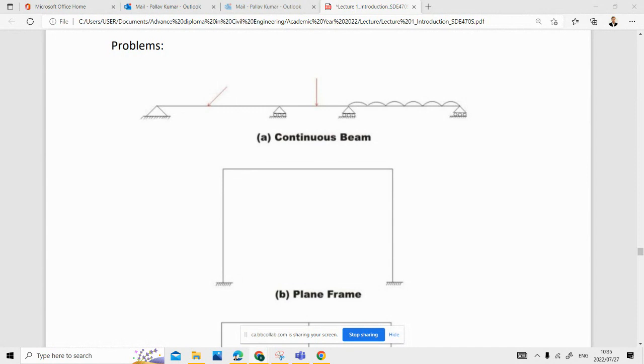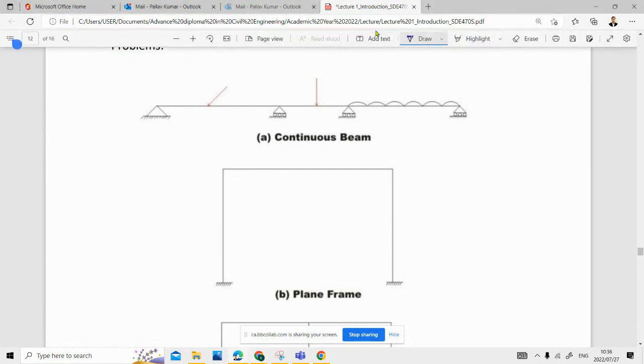Sir, for C, do we multiply the 2 by the number of roller supports we have? If you see this, you have an axial. So at this point, you have horizontal reaction 1, right? Then you have a vertical, then vertical, then vertical, and then vertical, right? So you have five unknowns, right?